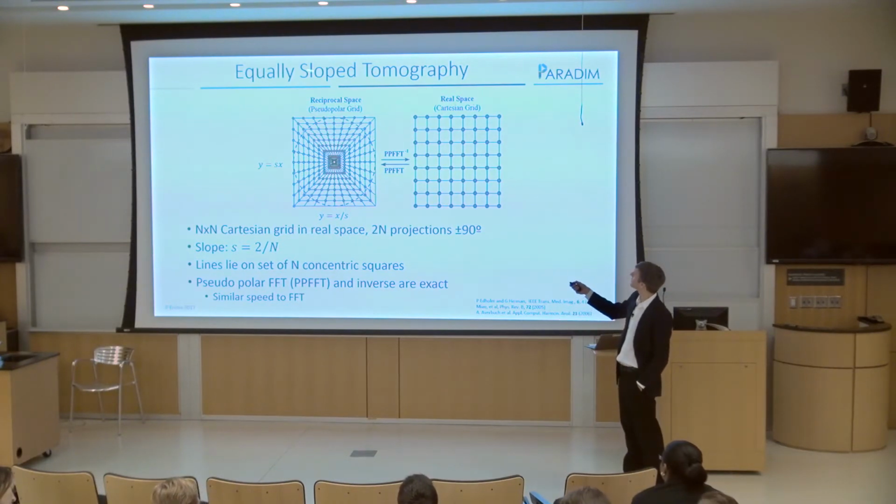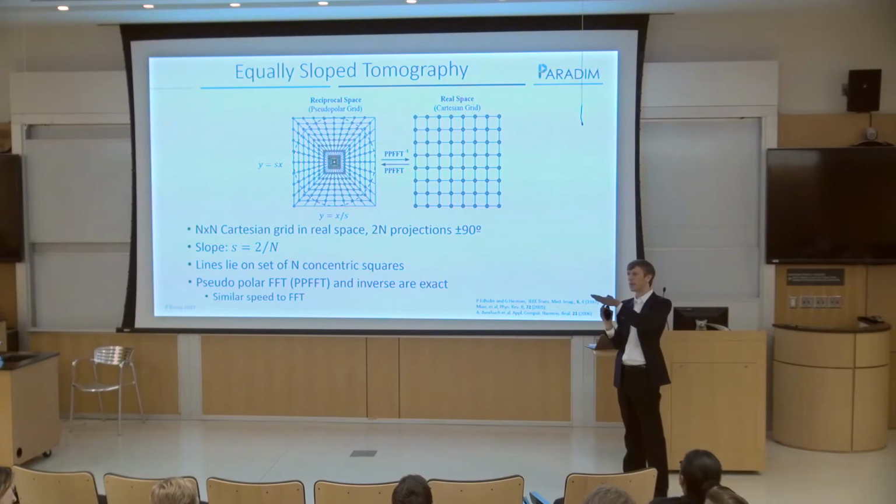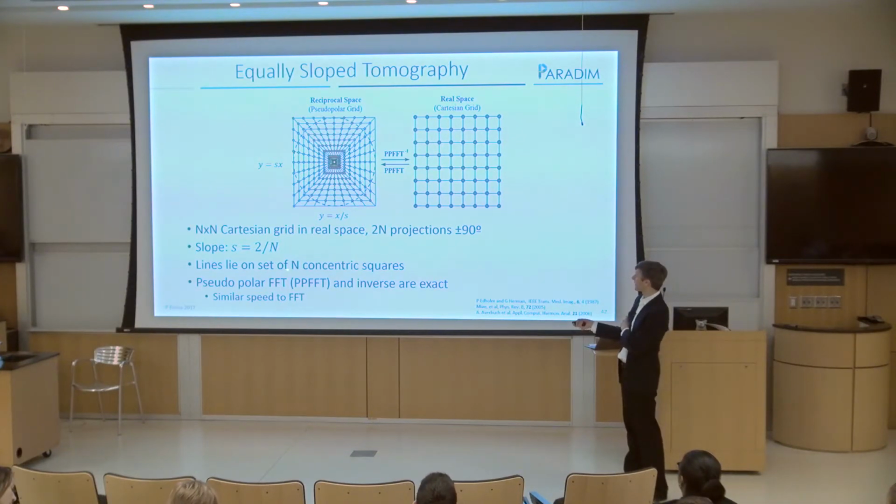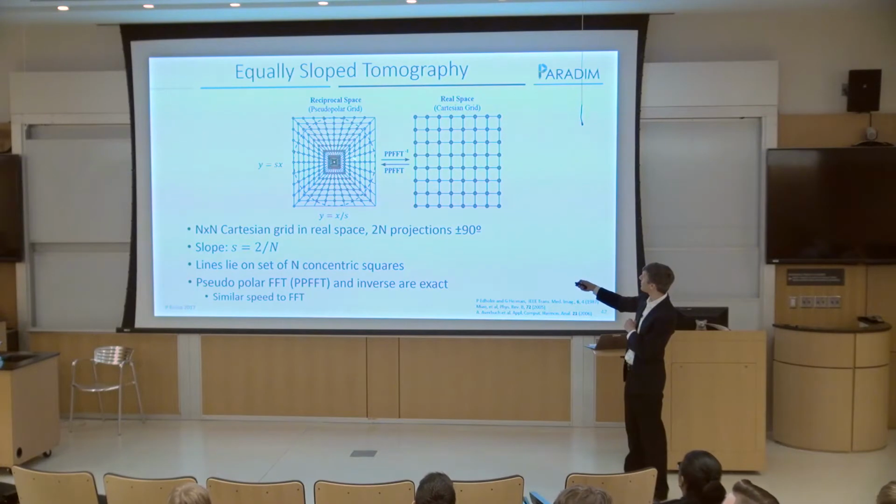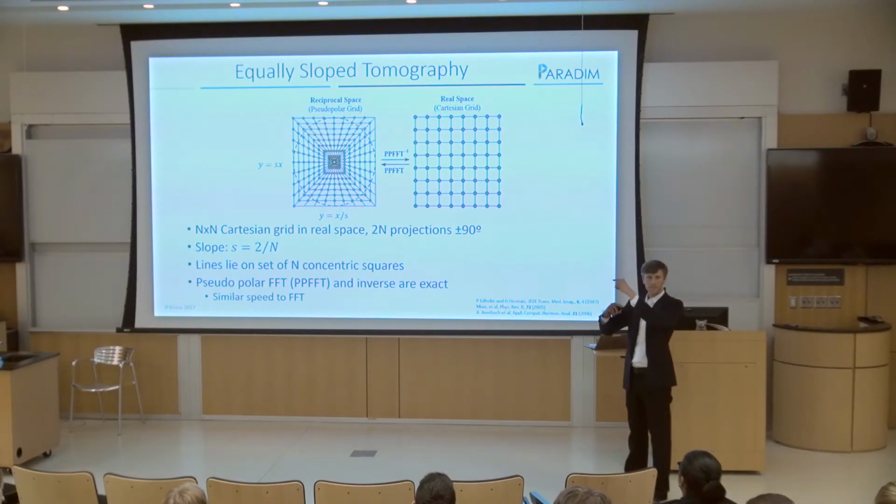This is called equally sloped tomography, because now we don't use equal angles. All of these different projections have the same slope difference between them rather than equal angle, and that gives you a different set of measurements. These lines lie on a set of n concentric squares. You see each one of these is on a different square, and the line goes through all those measurements on the square, where the distance between each measurement has the same length. Normally you think of this in terms of polar, but now we're using this different clever way of doing it.